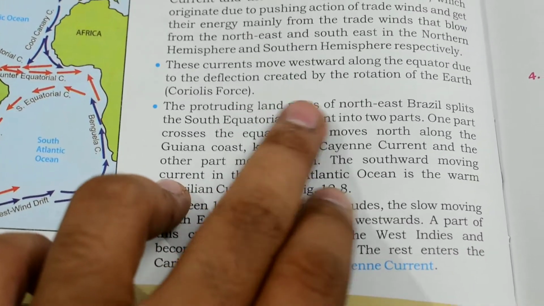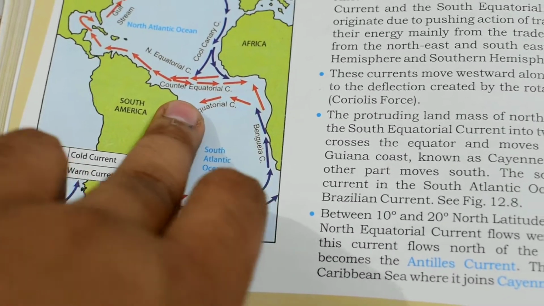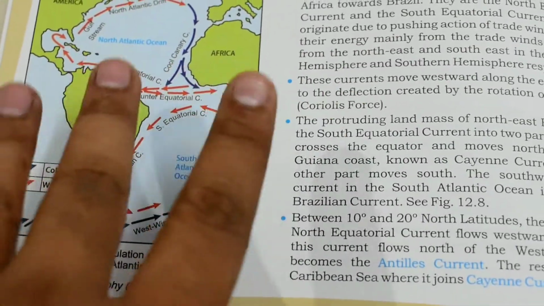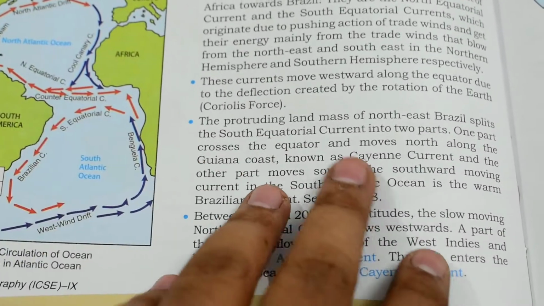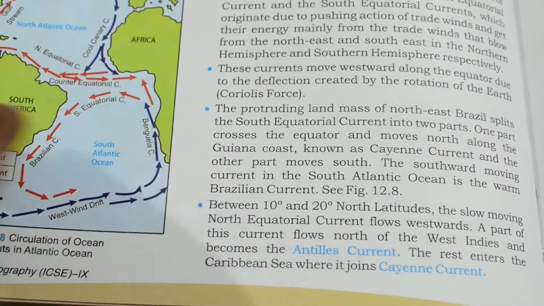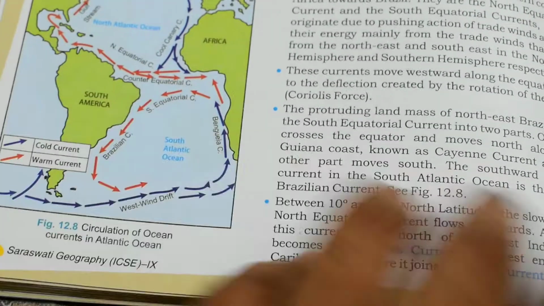Now the protruding landmass of northeast Brazil, they are talking of this landmass. This landmass is the shoulder of Brazil. You should keep this in mind. This is a very important thing and a very new thing actually for you all. So this is called the shoulder of Brazil. So this protruding landmass or the shoulder of Brazil splits, so it divides this current into two. One moves towards the north, one moves towards the south.